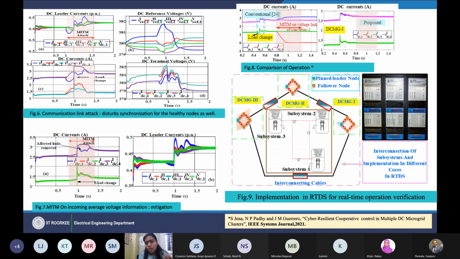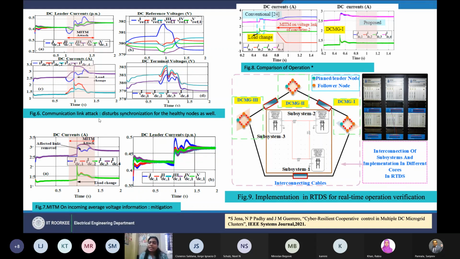By making this operation, we ensure that the healthy nodes achieve synchronization, and after the attack has been removed, that unhealthy component or the compromised converter can again be brought back into normal operation. That could be observed from figure number 7. For instance, at 1.5 to 2 seconds, the attack has been removed and the consensus operation has been achieved.